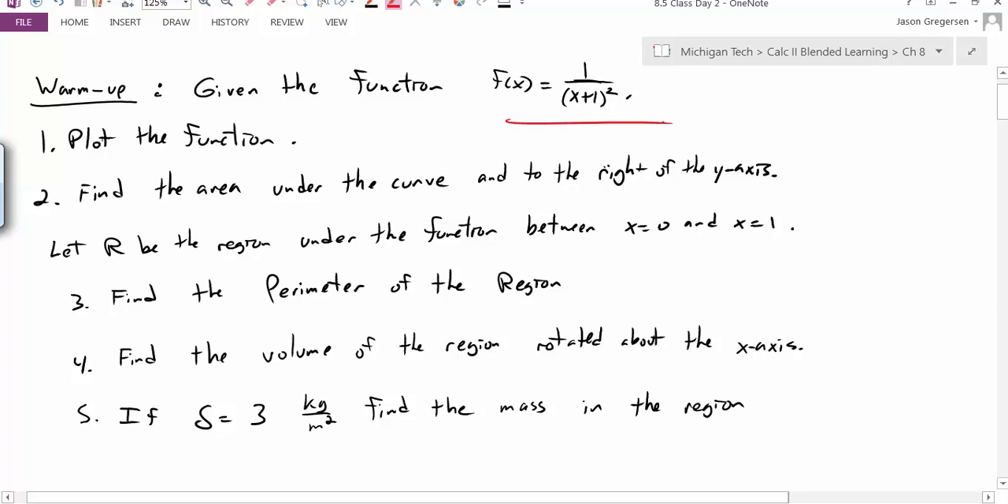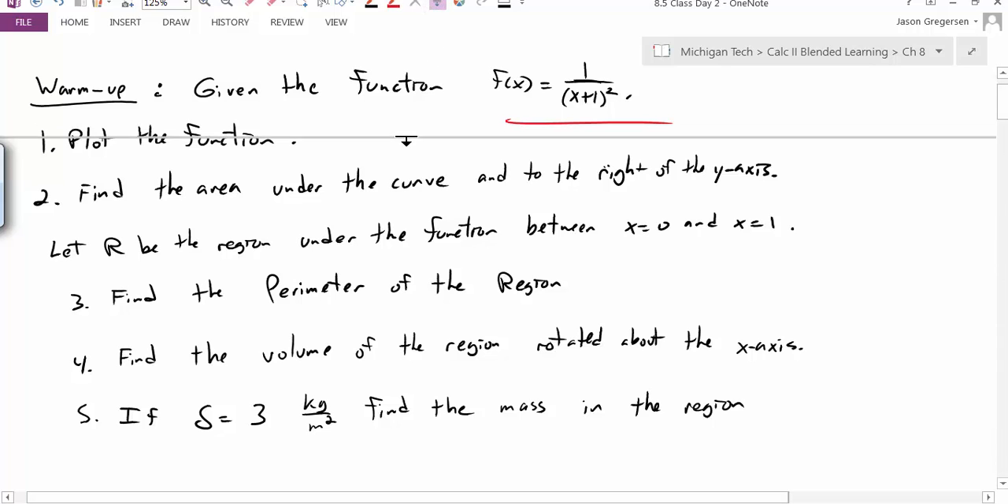There is our function, 1 over x plus 1 quantity squared. We want to plot this thing. We want to find the area under this curve to the right of the y-axis. After that, we're going to consider a little truncated region underneath this function. Find the perimeter, find the volume of rotation, and find the mass. So it's really a whole bunch of stuff with one function. So let's go right through them here.